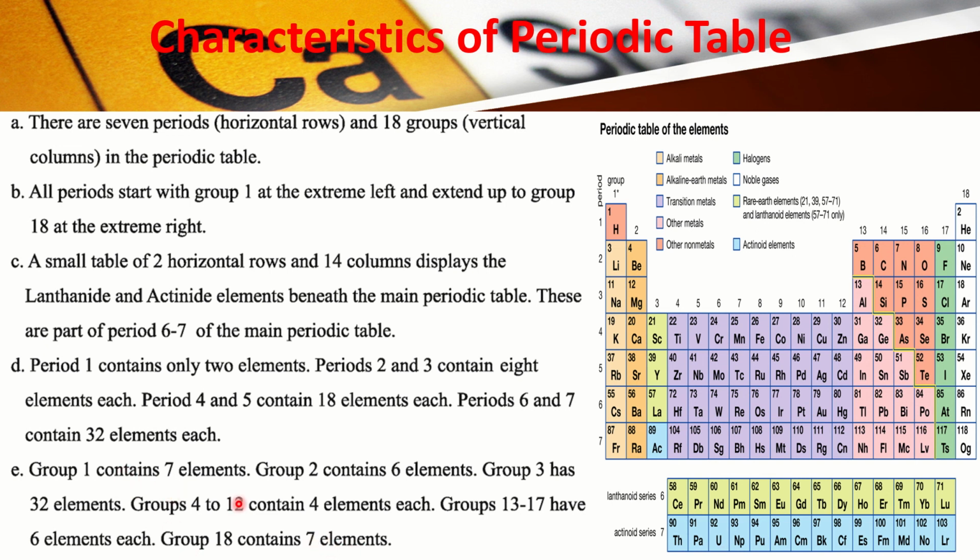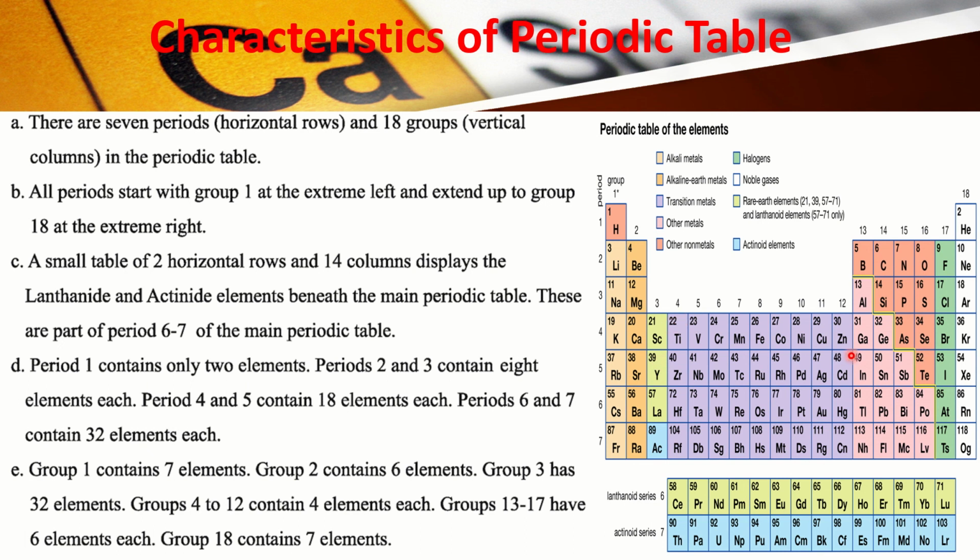Group 1 contains 7 elements, Group 2 contains 6 elements, Group 3 has 32 elements, Group 4 to 12 contain 4 elements each. Look, Group 1 has total 7 elements. Group 2, there is no element in one period, so how many elements are there? There are 6 elements. But group 3, how many elements are there? There are 4 elements and these 28 elements are here. So there are total 32 elements.